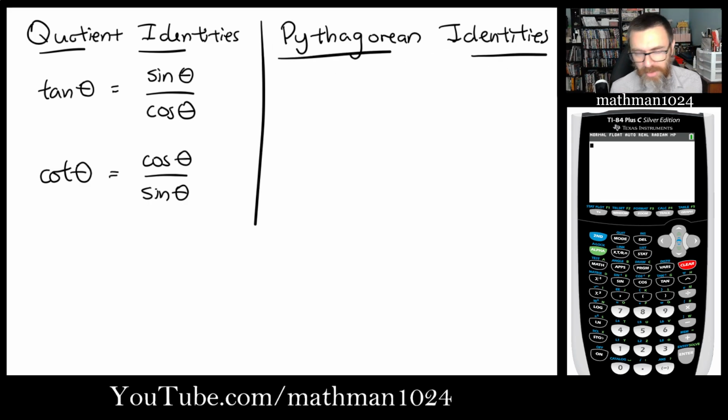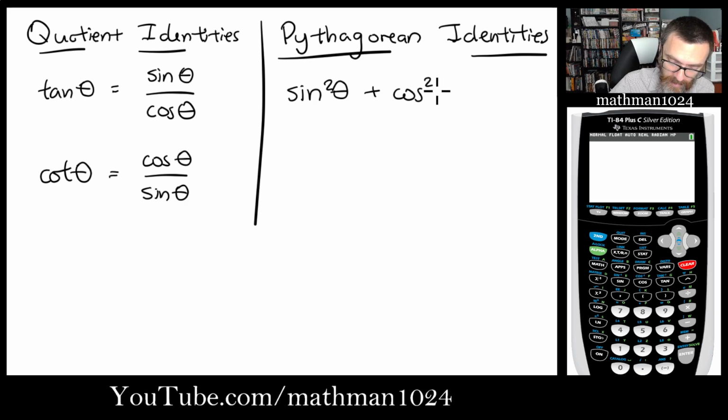There's one guy you absolutely have to know, so that if you forget the others, you can always build from there. So the main one says that sine squared plus cosine squared is equal to 1.